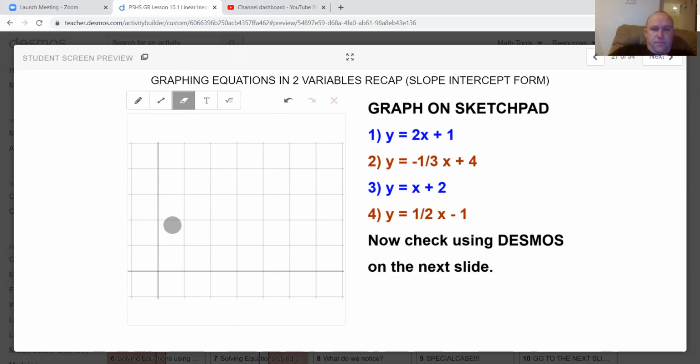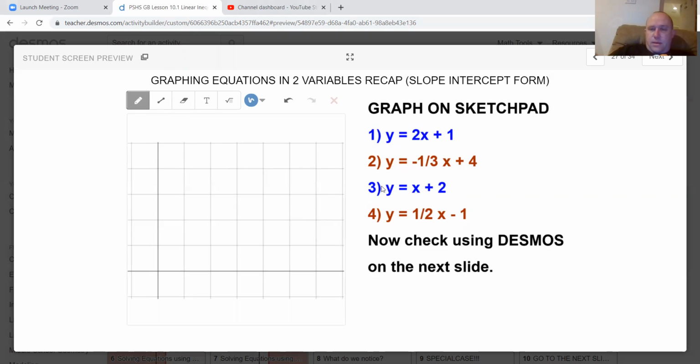As I try number 2, this time I look for the number once again without the x, as it starts with y equals. So positive 4, 1, 2, 3, 4. So it would start from up here. This time I already have a fraction, negative 1/3. So the negative tells me instead of going up 1, I actually go down 1. So down 1, and then I run 3 squares. Go down 1, and then run 3 squares. And then obviously you could join this up as well.